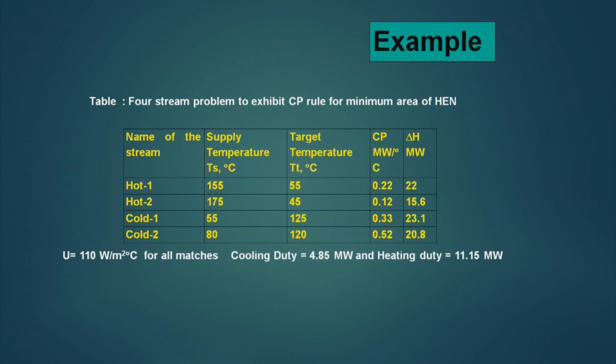Now, we demonstrate this with an example. This is a 4 stream problem taken. Here U is 110 watt per meter square per degree centigrade for all matches. Cooling duty is 4.85 megawatt and heat duty is 11.15 megawatt.